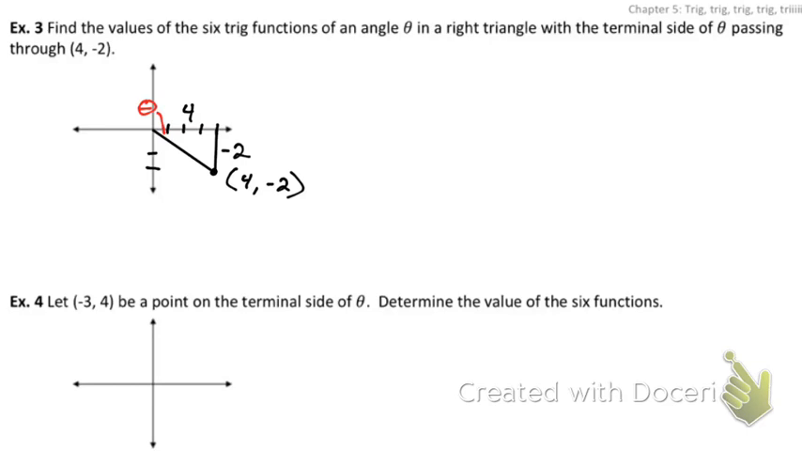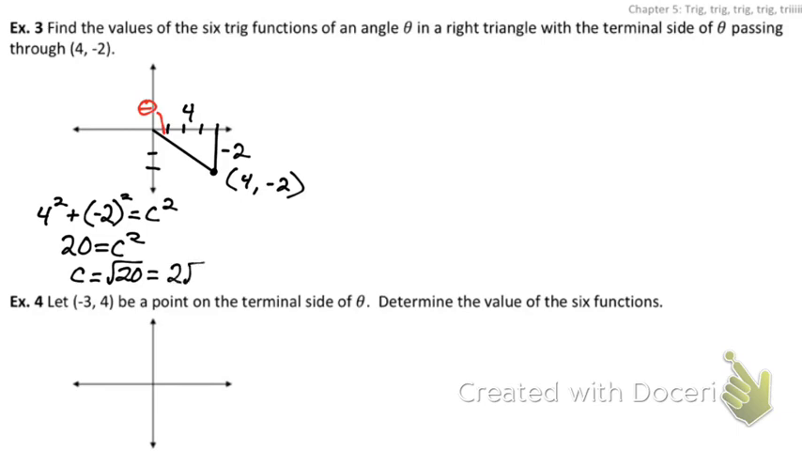Now we just need to find that hypotenuse. Once again, all we have to do is do our 4 squared plus -2 squared equals c squared. Well, 4 squared is 16, plus 2 squared, which is 4. So that's going to be 20 equals c squared. You take the square root of both sides, and c is going to equal the square root of 20. What is the square root of 20 simplified down to, Brian? 2 square root of 5. And if you're not sure where that came from, let me just quickly show: square root of 20 is really square root of 4 times square root of 5.